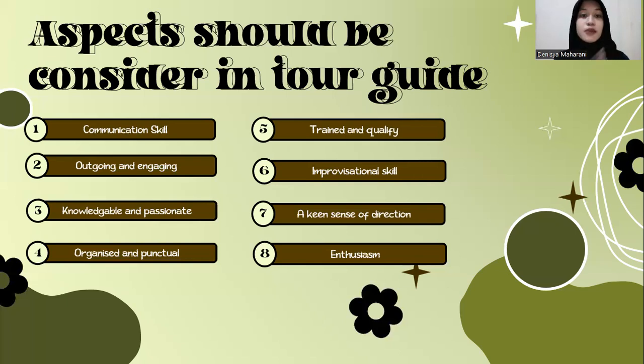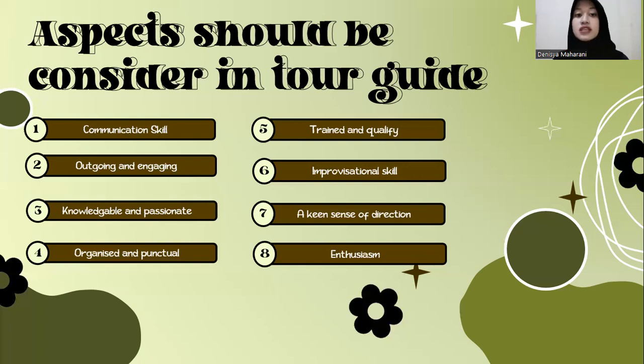And number six is improvisational skills. This skill is the ability to change things up on the fly and play off the energy of the group. Because sometimes the tourist is likely to have additional questions or comments along the way, the tour guide should be able to adjust their script as needed.